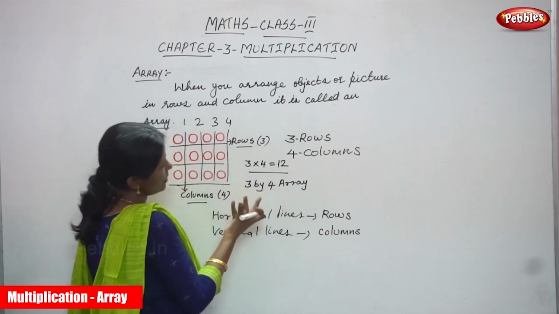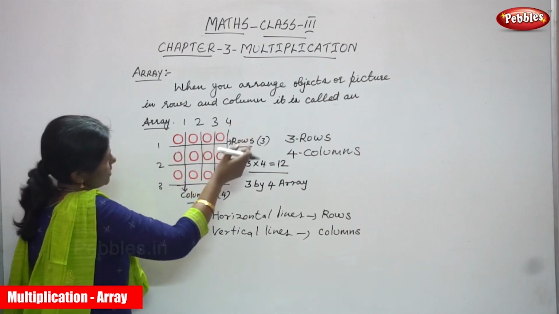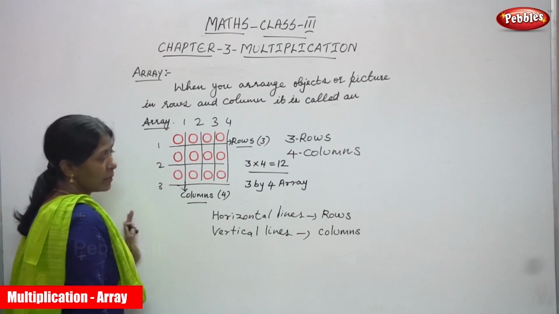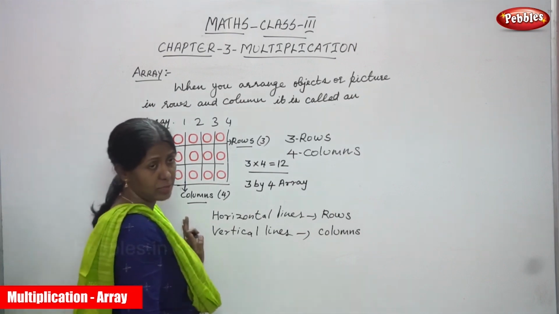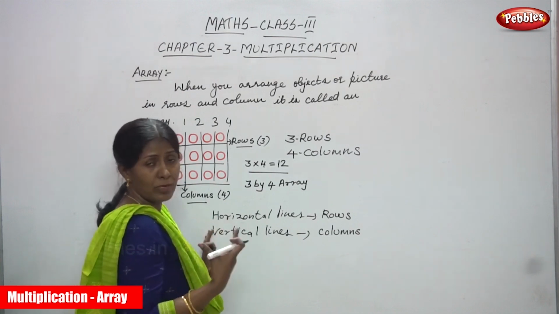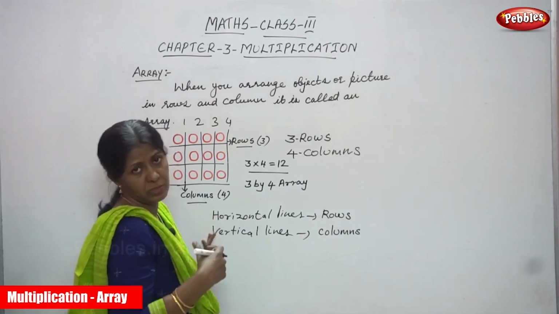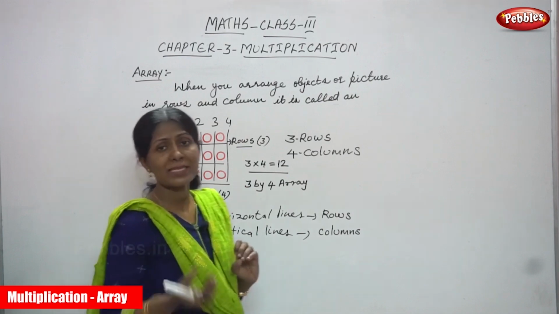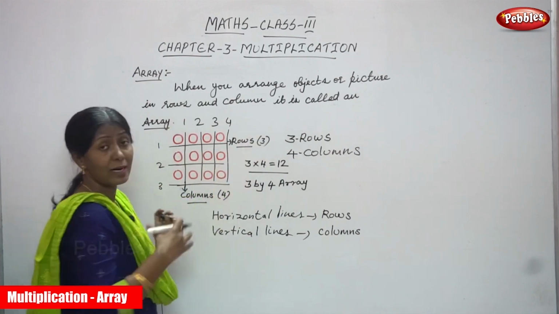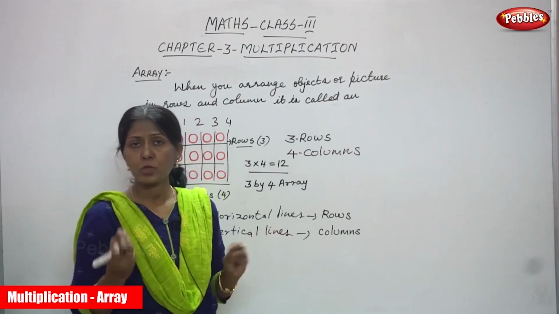So we have to picturize, that is, we represent objects in this array. When we arrange objects or pictures in rows and columns, it is called an array. This we can also use for multiplication. Especially in that particular concept, we represent, otherwise we show, the objects or pictures. So when you arrange objects or pictures in rows and columns, it is called an array.